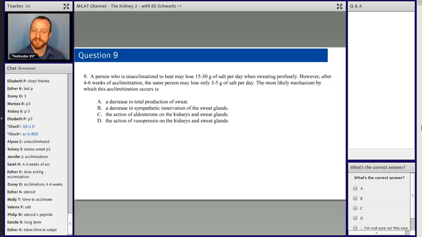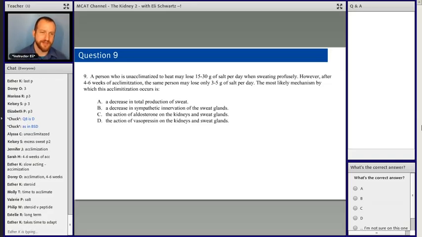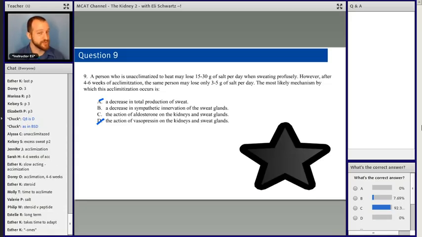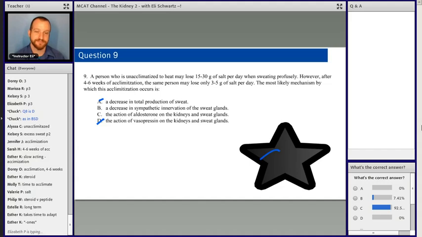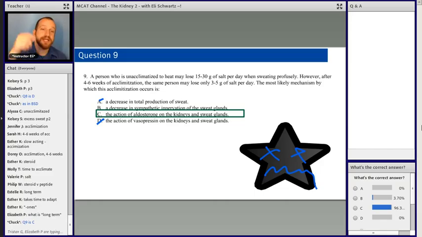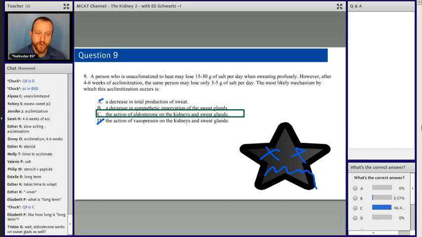Exactly, Esther. So scanning through the answers, we don't know necessarily anything about sweat change. A is gone. D is vasopressin. That's a peptide hormone. Get rid of that one. And yes, absolutely, we have right there at that 90% cusp. I saw it hit 90% a couple times on this one. So I think it's still black star of doom. Absolutely. Answer choice C. Aldosterone is a long-term response. That is a systemic response. That is a steroid hormone.